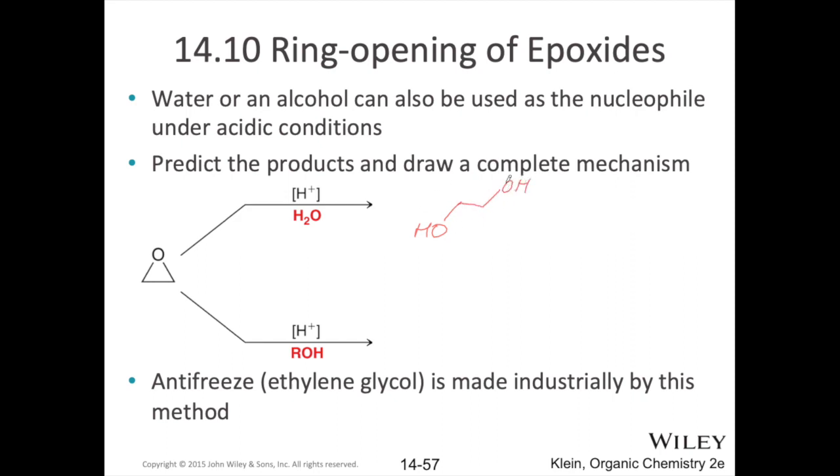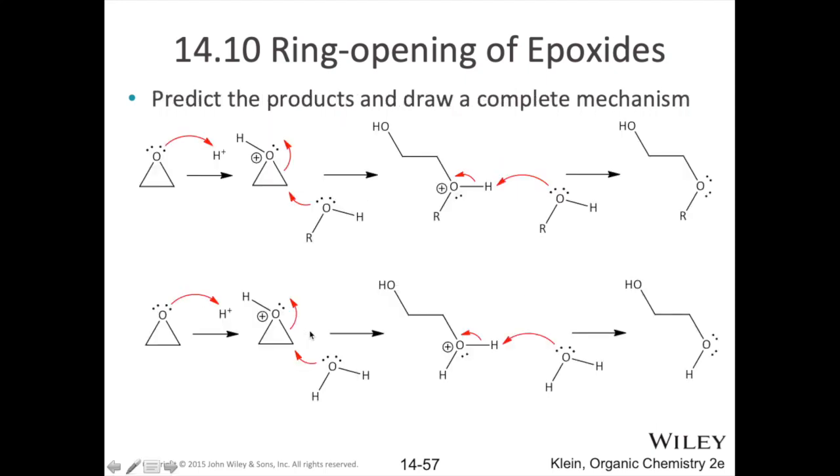So this is antifreeze. This is ethylene glycol. If you use an alcohol instead, you'd still have your epoxide oxygen forming that alcohol group. This would just be an alkoxy group. So this is the product you'd form accordingly.